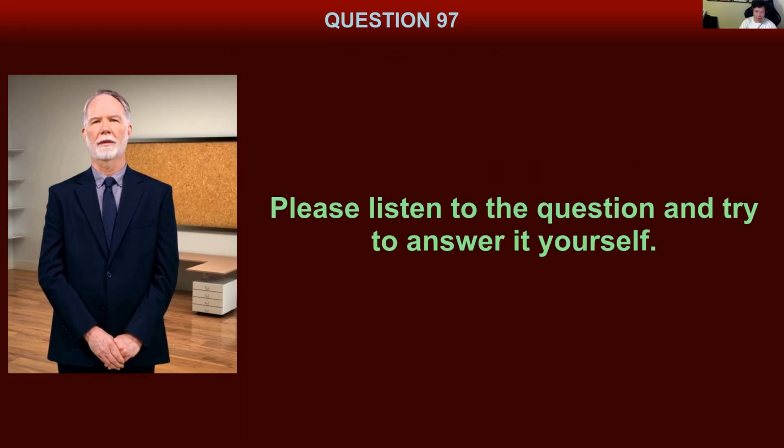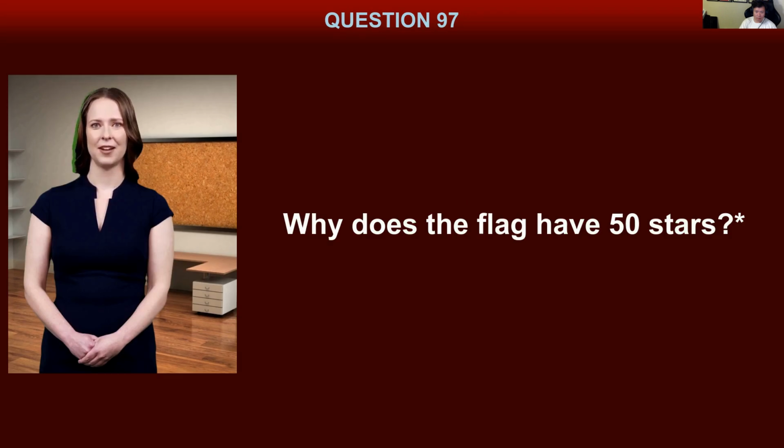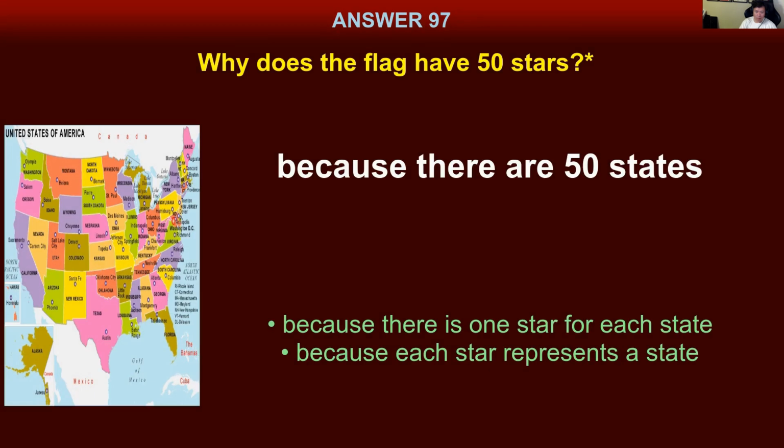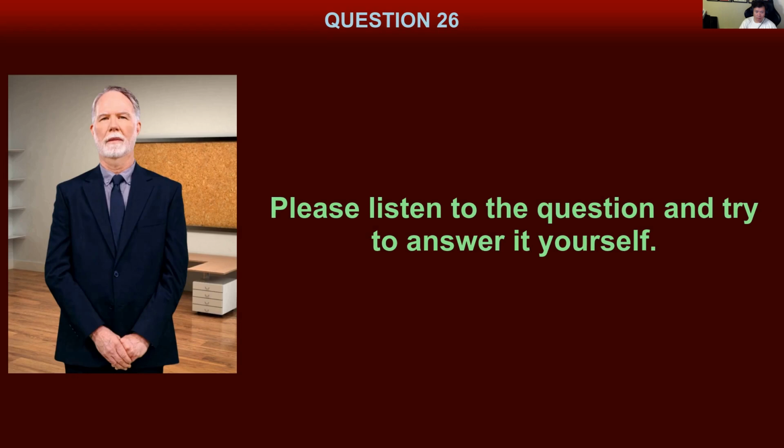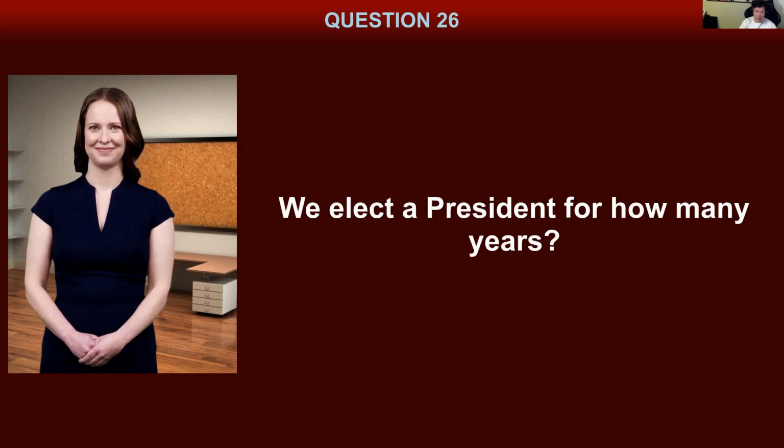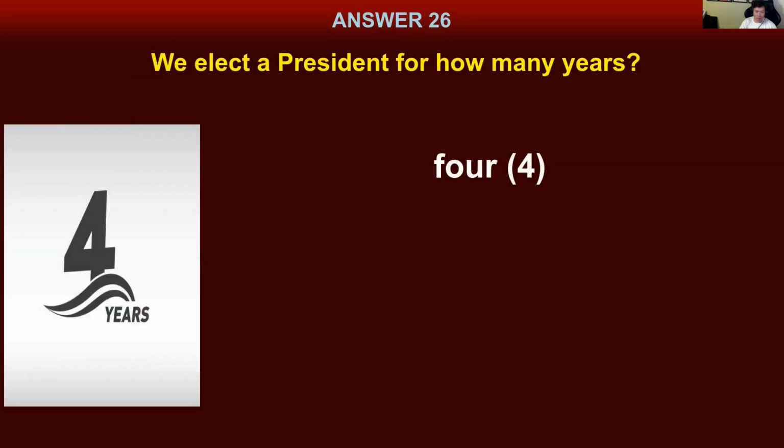Why does the flag have 50 stars? Because there are 50 states. We elect a president for how many years? Four.